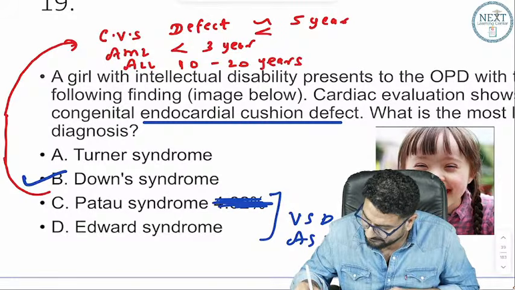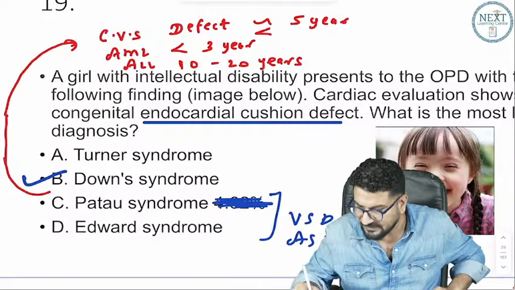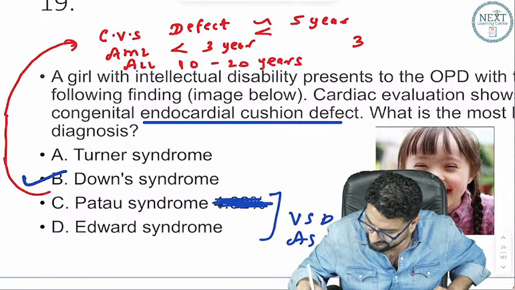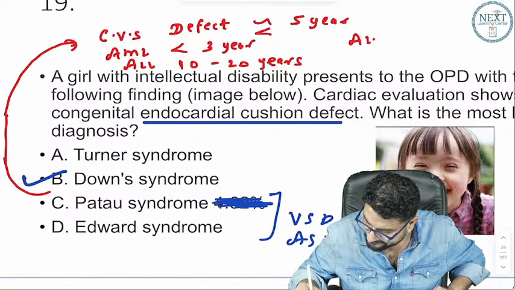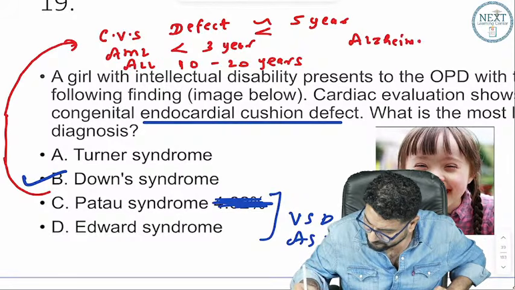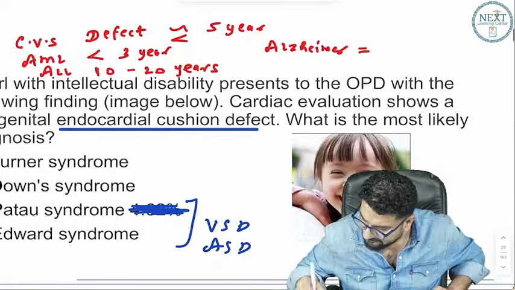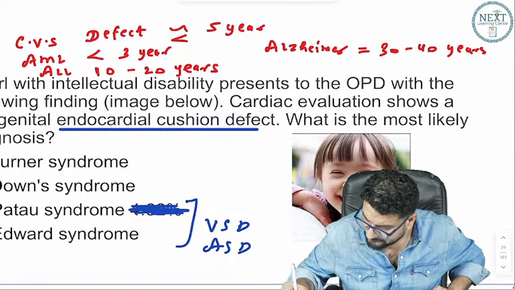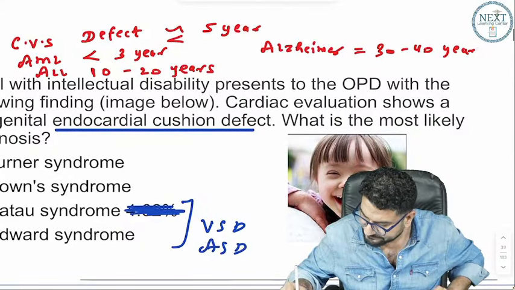और अगर ये सपोज सर्वाइव्ड लॉन्ग, meaning in the age of 30 to 40, he can also develop Alzheimer disease. Alzheimer he will develop when he's in the age of 30 to 40 years. तो Alzheimer भी इनको जल्दी होता है.